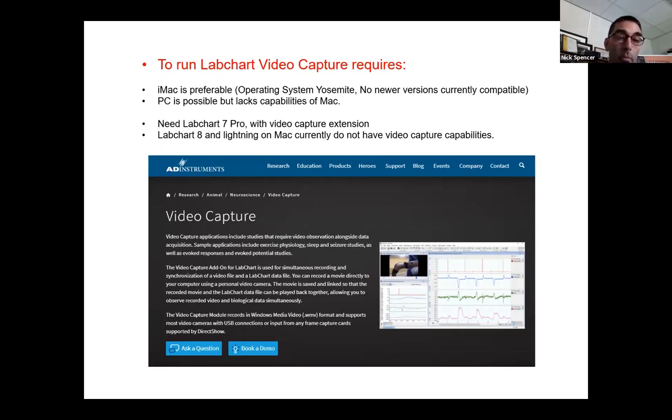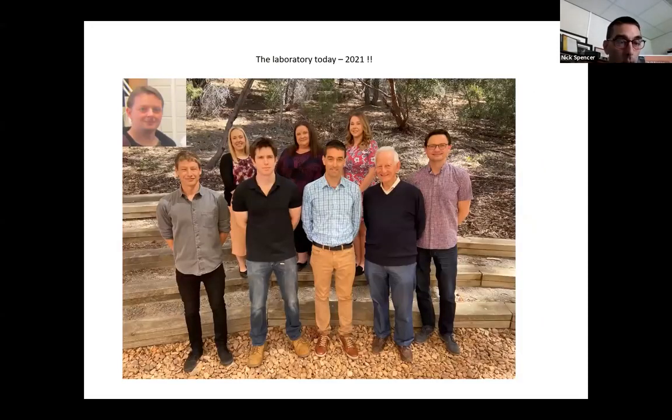Definitely a Mac preferable, as I said, with Yosemite. The newer versions are currently not compatible, okay? I would discourage a PC. I'm not sold on Apples for everything by any means, but for this approach, I definitely think the Apples are a better approach. LabChart 7 Pro with the video capture extension. And as I said, LabChart 8 and Lightning on Mac currently don't have the video capture capabilities.